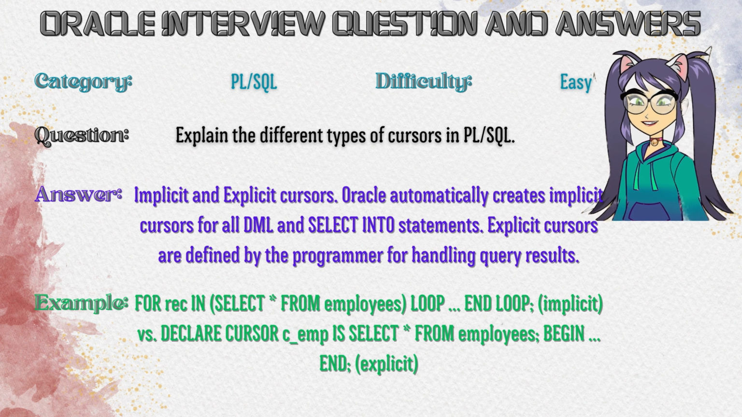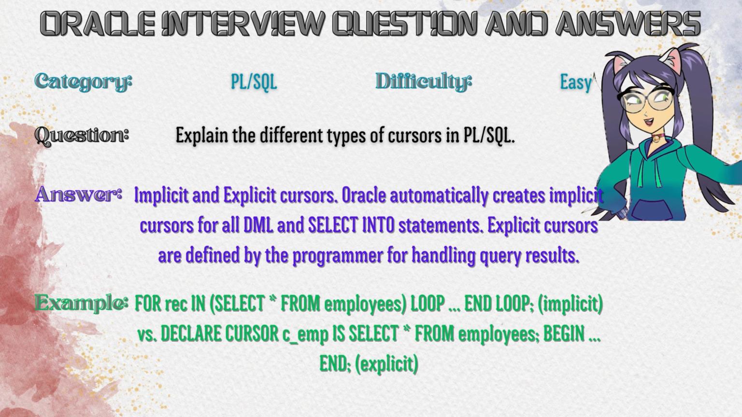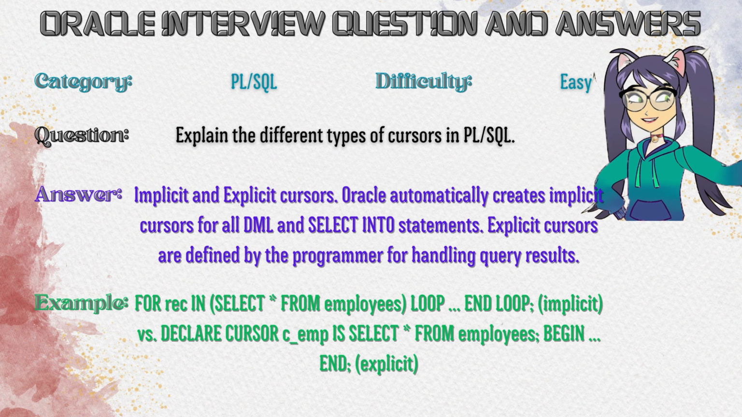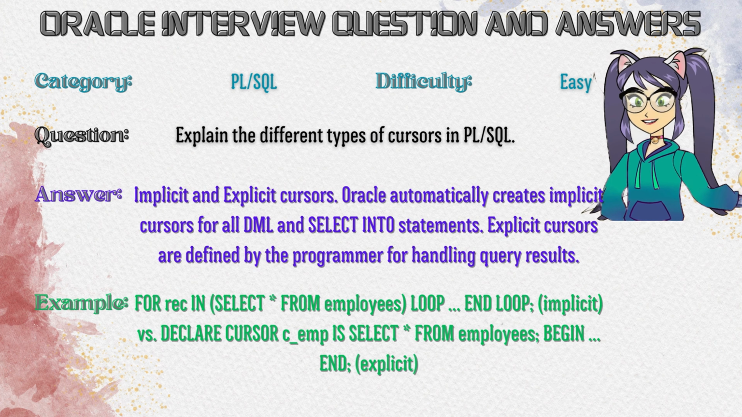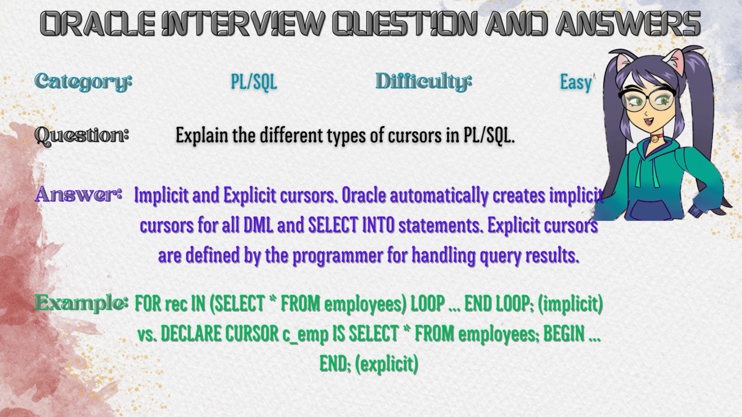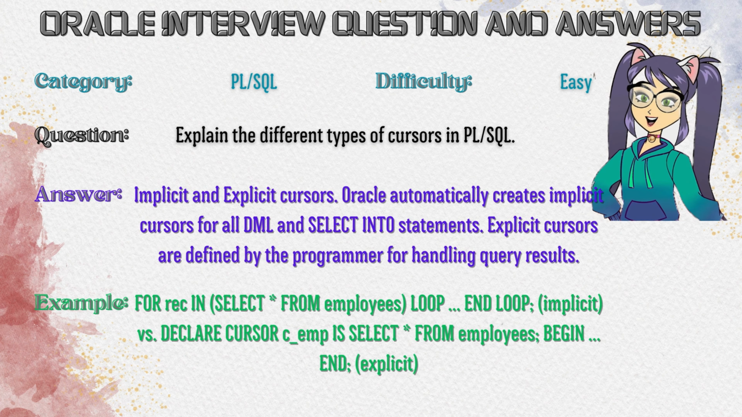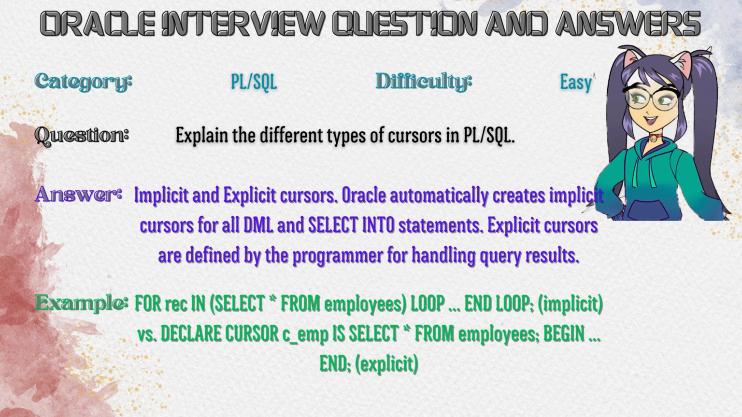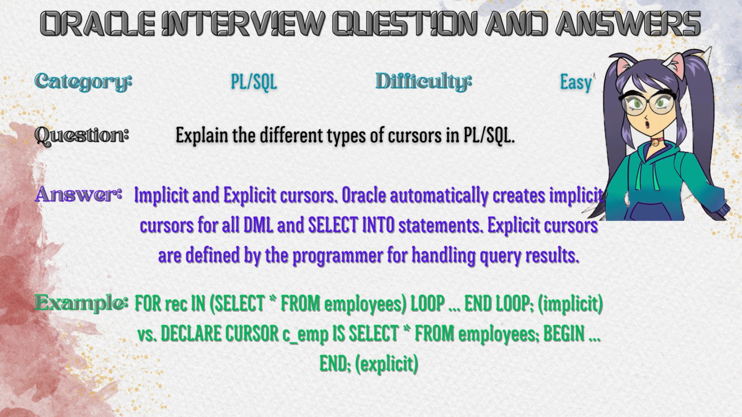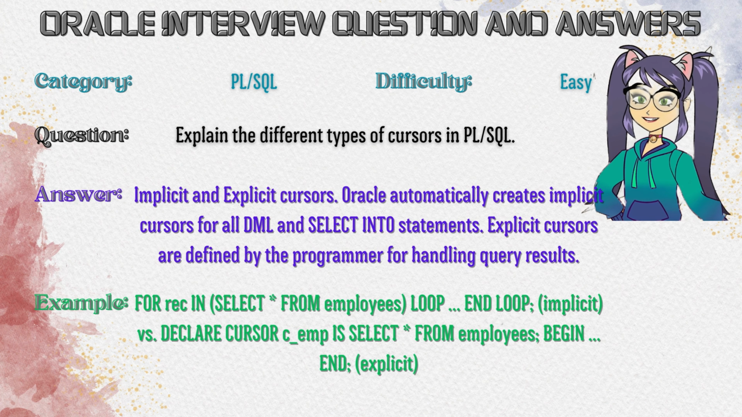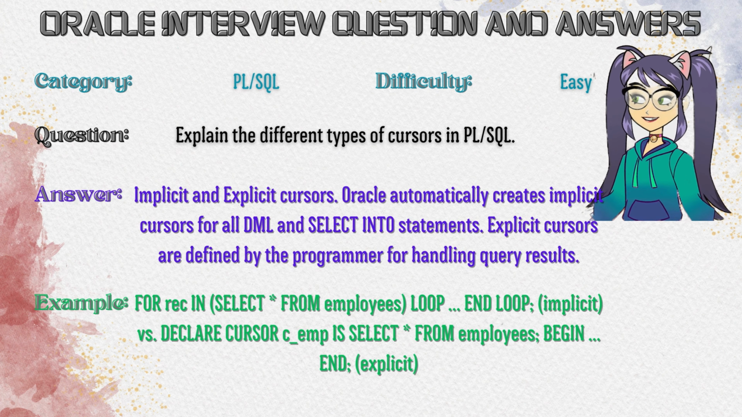Next question: explain the different types of cursors in PL/SQL, and the answer is implicit and explicit cursors. Oracle automatically creates implicit cursors for all DML and select into statements. Explicit cursors are defined by the programmer for handling query results. For example, for rec in (select * from employees) loop end loop, implicit, versus declare cursor c_emp is select * from employees; begin end; explicit.